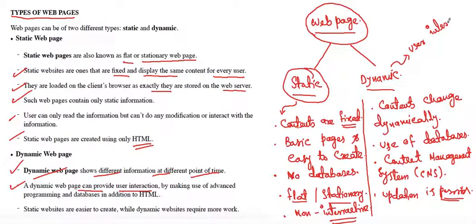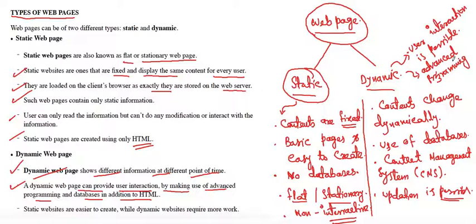User interaction is possible in dynamic web pages. That means users can interact with dynamic web pages, by making use of advanced programming and databases in addition to HTML. So these web pages are not only created with HTML. Advanced programming like Ajax is used, databases are used, and HTML is used to create dynamic web pages.